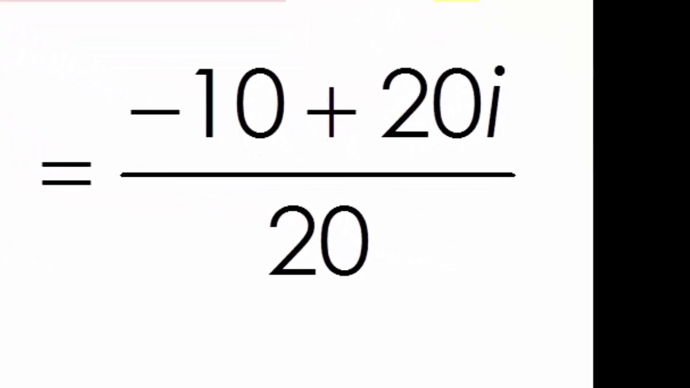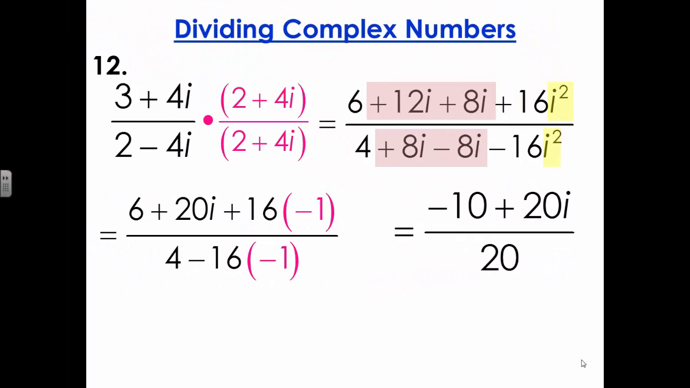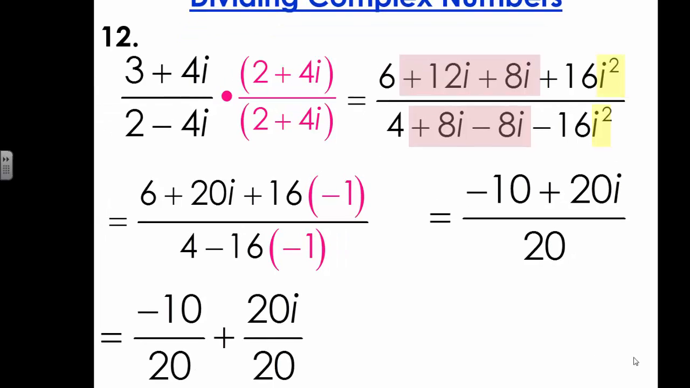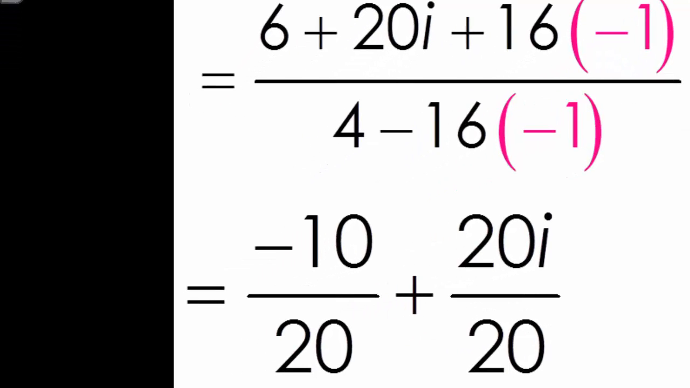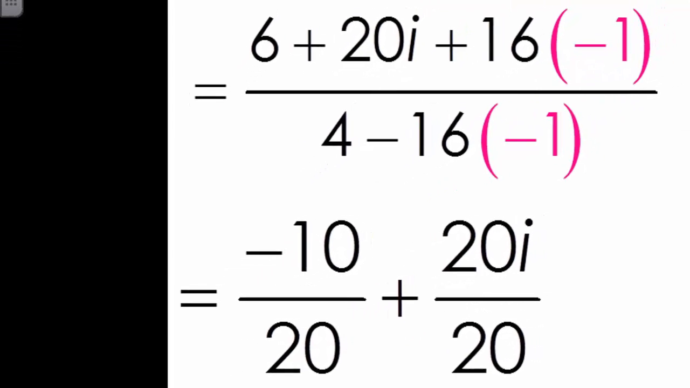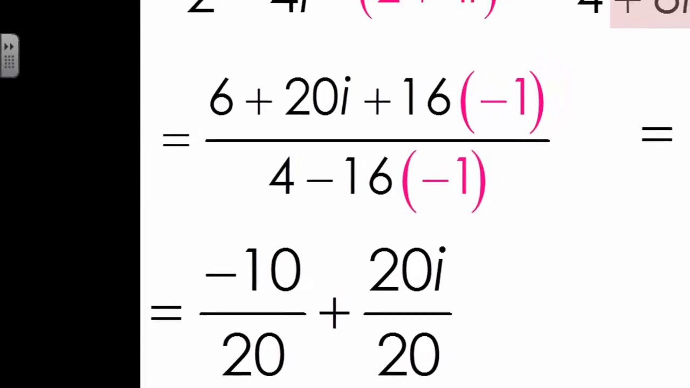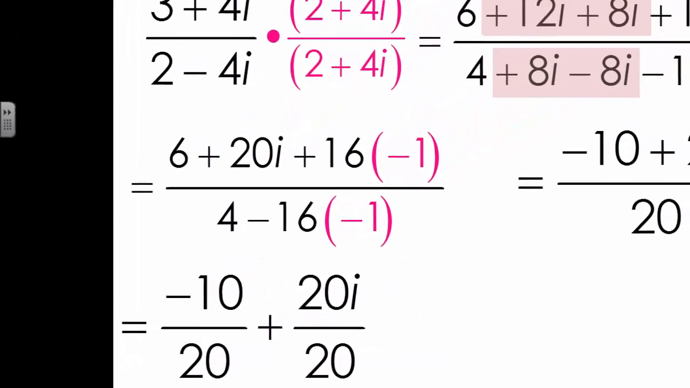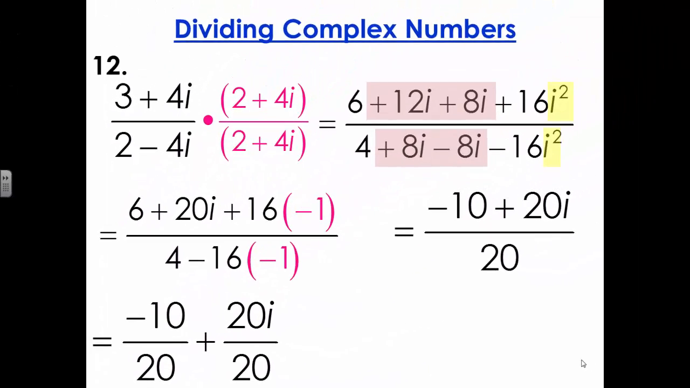Now this step looks like you're done with the problem, but not quite. What I would like for you to do is I call it rip it apart and simplify. Each term on top can be written as over the 20. Now you can individually simplify this problem so that your real number out front is simplified and the imaginary number that's second is also simplified. Your final answer would look like this: negative 1/2 plus i.